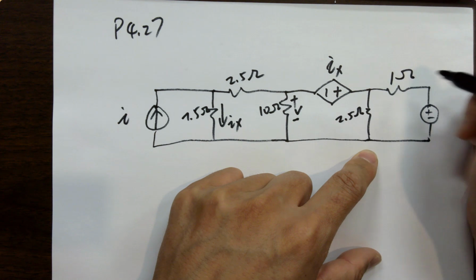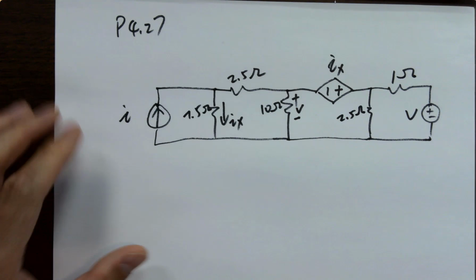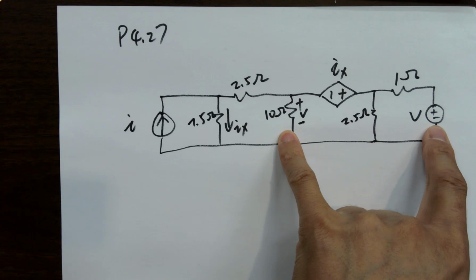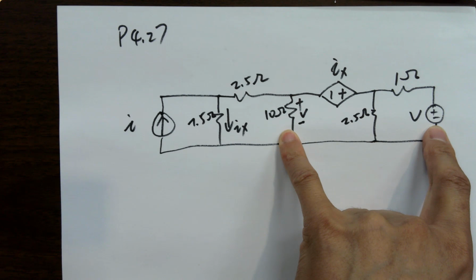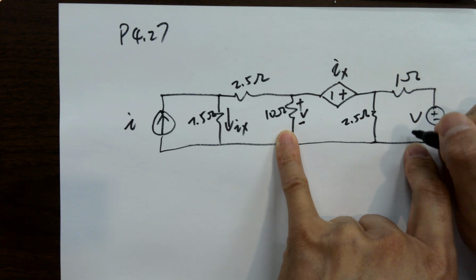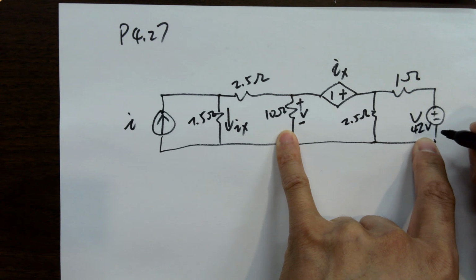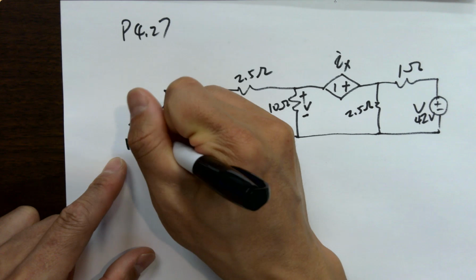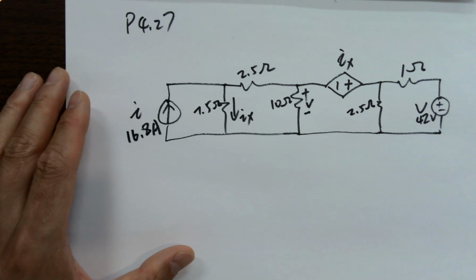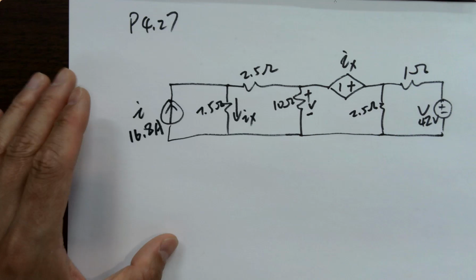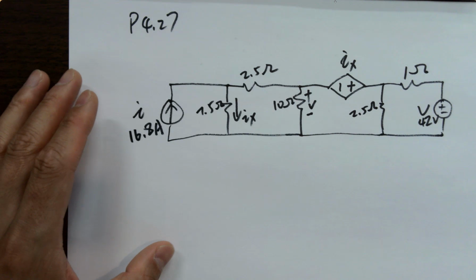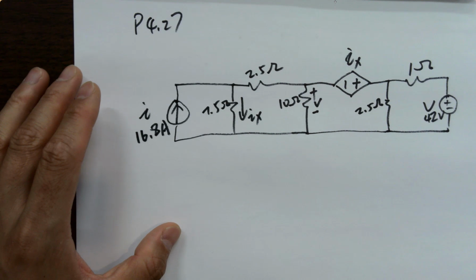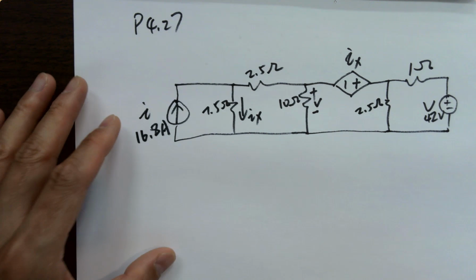1 ohm. Here's V. V here, V here, so the voltages are the same. V is 42 volts, and I, which is here, is 16.8 amps. You can definitely calculate everything in the circuit. It's asking to use the node voltage method.